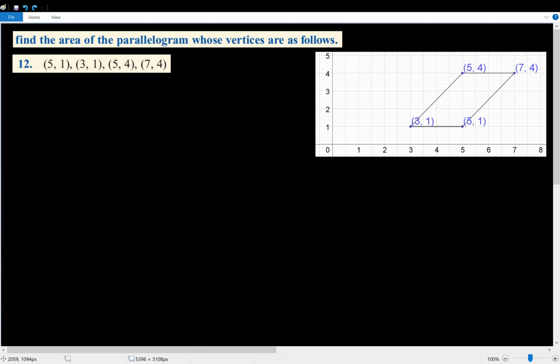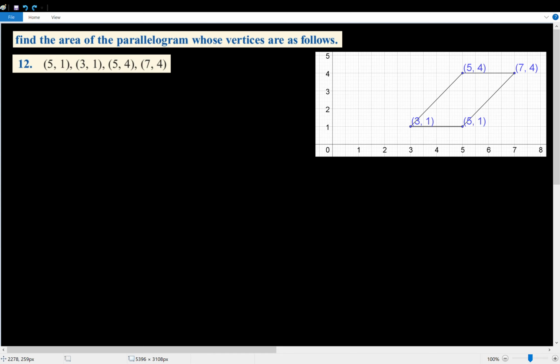This is question 12 in exercise 2.14 in Project Maths 3A. We have to find the area of the parallelogram whose vertices are as follows. So it's (5, 1), (3, 1), (5, 4) and (7, 4). And you can see a sketch of that parallelogram over on the right here.